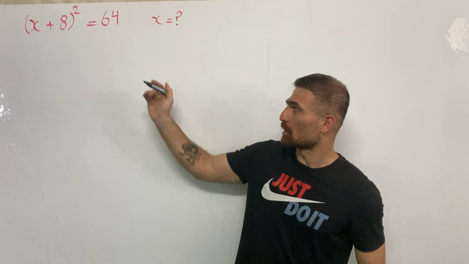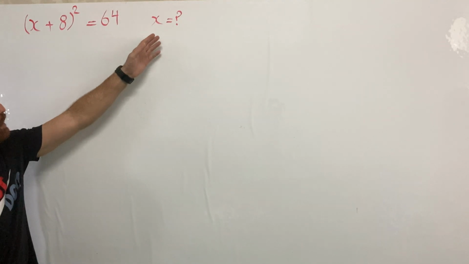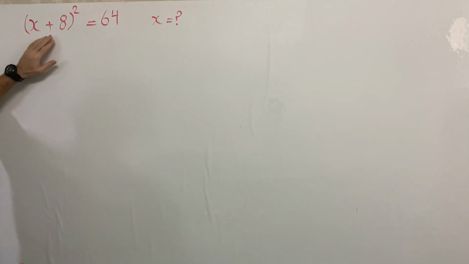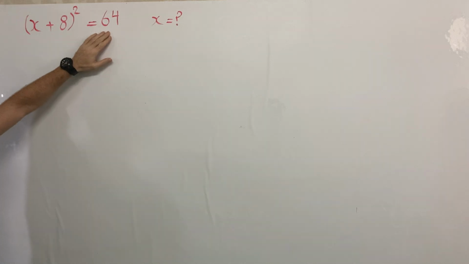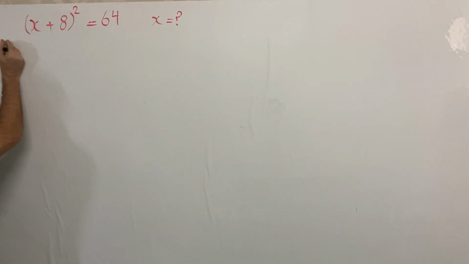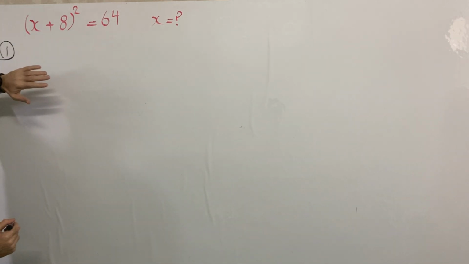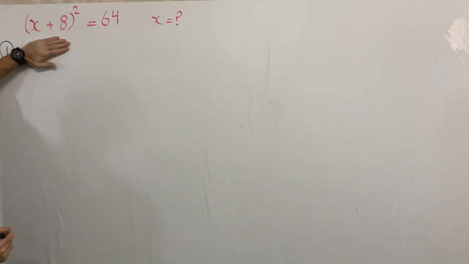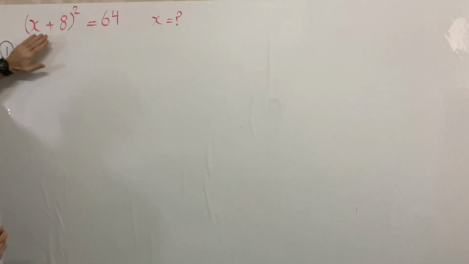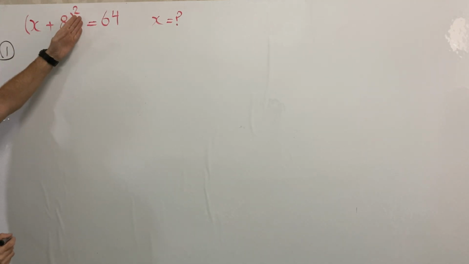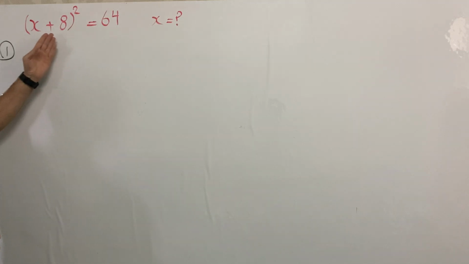But where should we start the solution? The question says, find the value of x where (x plus 8) to the power of 2 is 64. Solution number 1. What is this? The solution number 1 is hidden in our question, left side. What do we have on the left side? (x plus 8) to the power of 2, square of the sum of two terms.